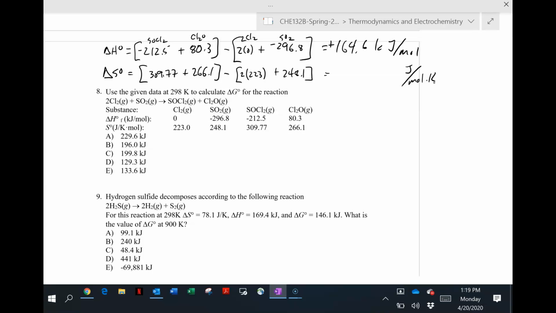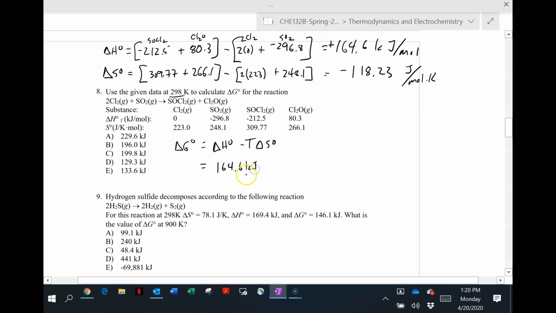309.77 plus 266.1 minus parentheses 2 times 223 close paren minus now the 248.1. And that comes out to negative 118.23. Now, I've got my delta H and my delta S. To get my delta G at 298, I'm going to use delta G is equal to delta H minus T delta S.